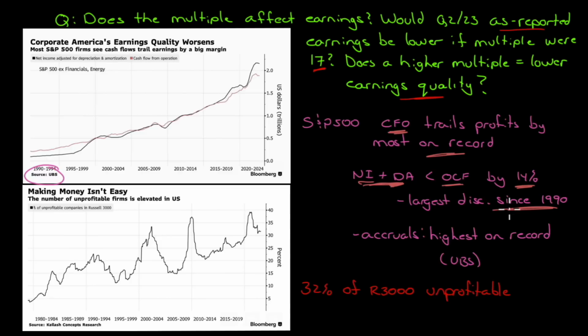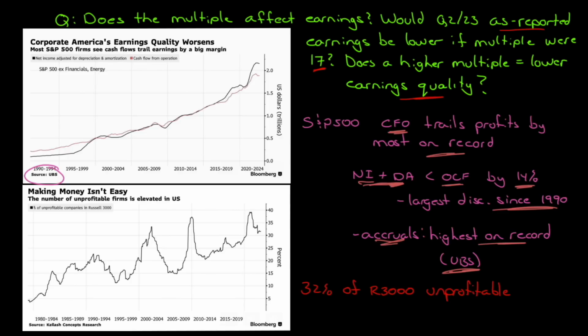So the question is, if we had a lower multiple, would earnings quality be better? Would there be less reliance on financial engineering of the income statements to make your numbers? Because you don't have to justify such a high multiple of the accruals. Highest on record. This is a study done by UBS.